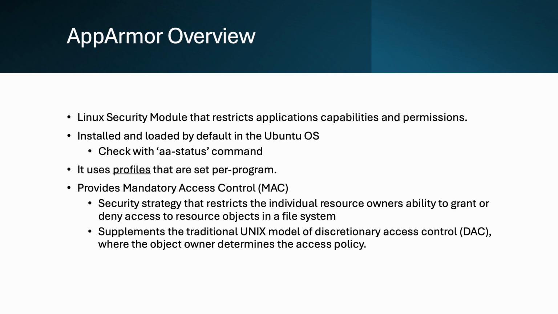So AppArmor is a Linux security module that restricts applications' capabilities and permissions. It is installed and loaded by default in the Ubuntu OS. You can check the status of it with the aa-status command. It uses profiles that are set per program.